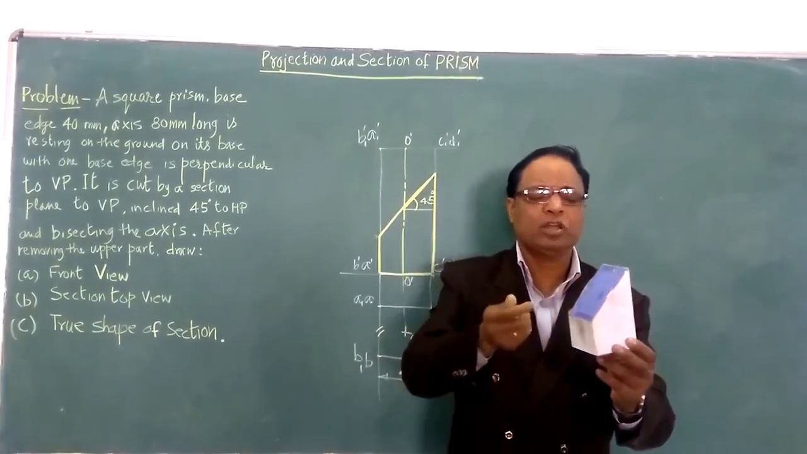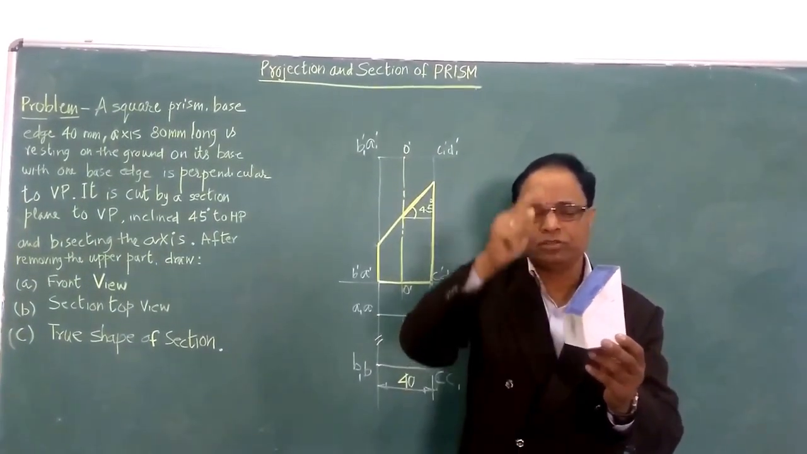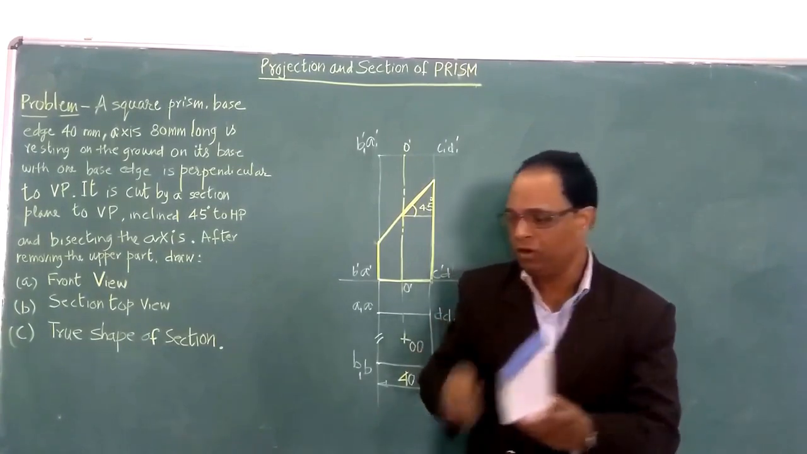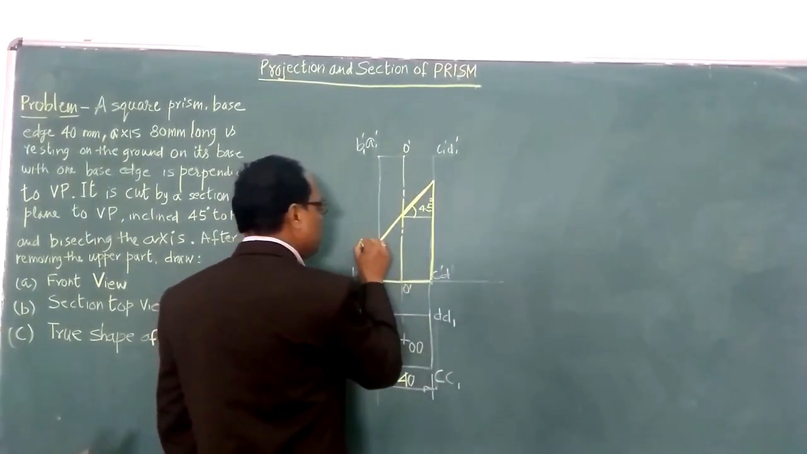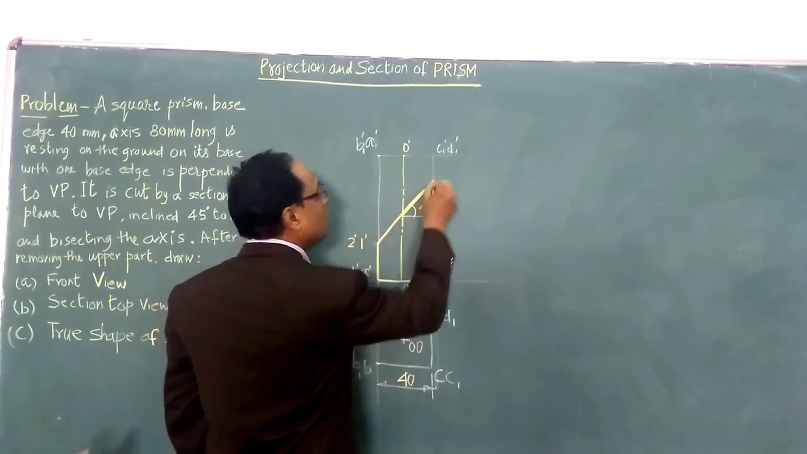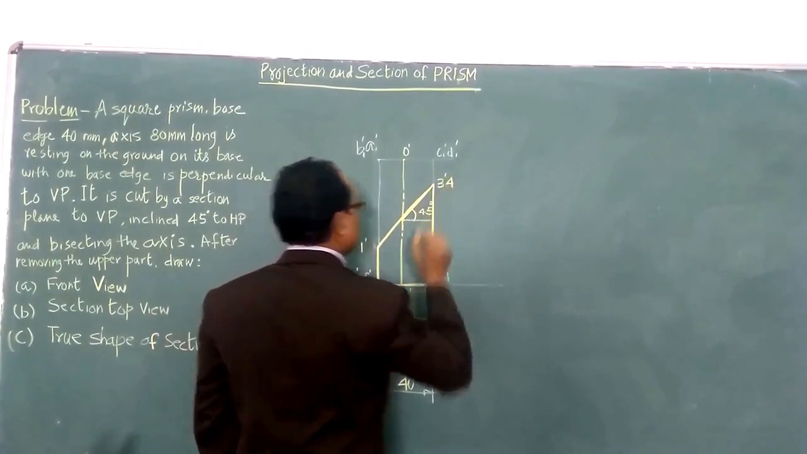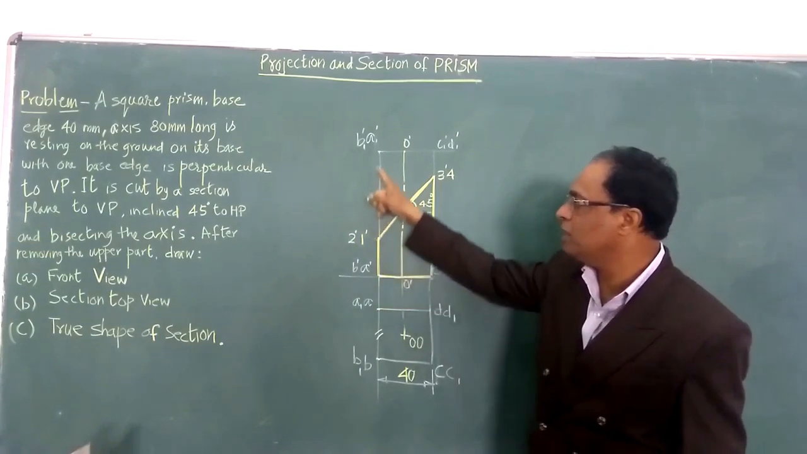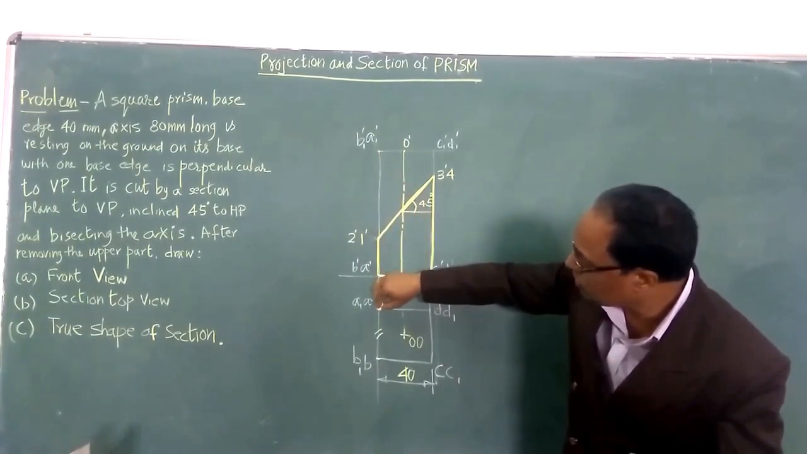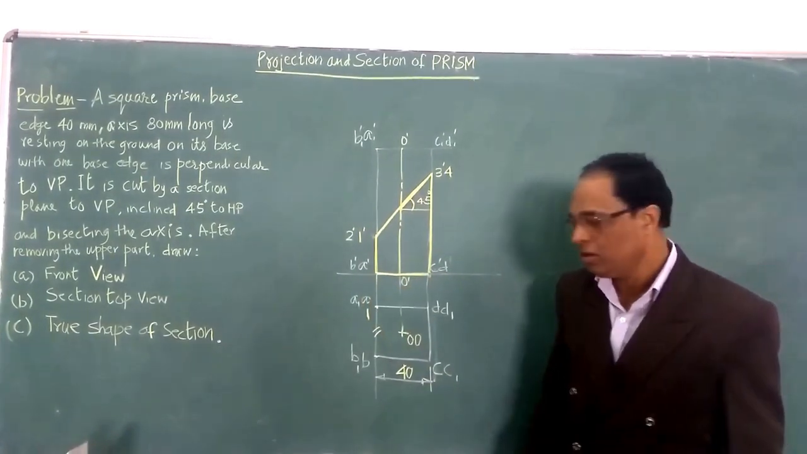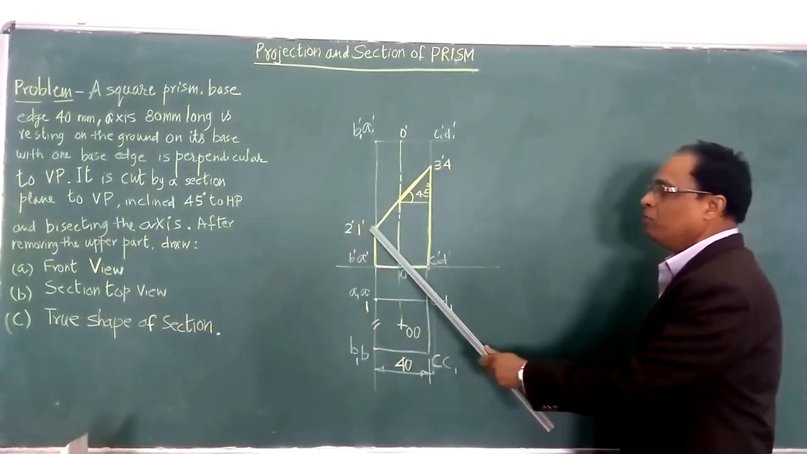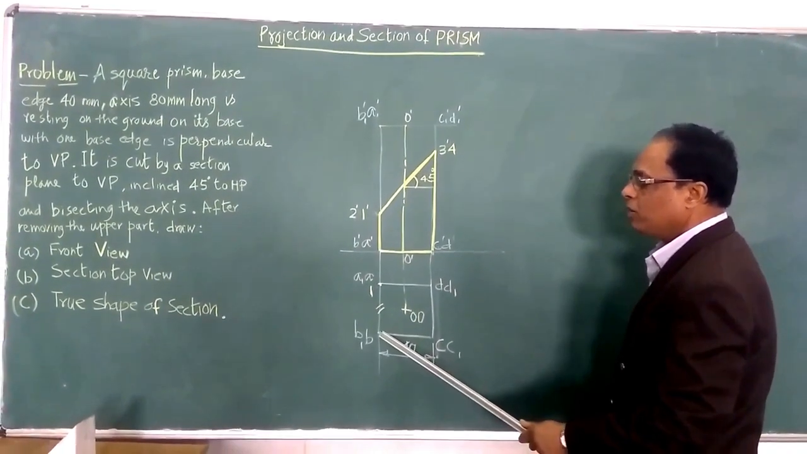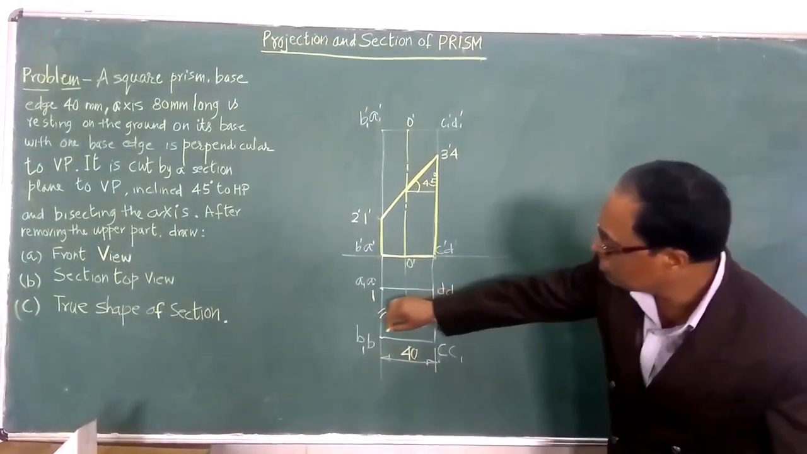Now see here, the section plane cuts all four lateral edges at points 1, 2, 3 and 4. Mark the front views 1 dash, 2 dash, 3 dash, 4 dash. The top view of point 1 lies on line A dash, A1 dash. Therefore, the top view of point 1 is here. 2 dash. Point 2 lies on line B dash, B1 dash. The top view of point 2 is from here. This is point 2.